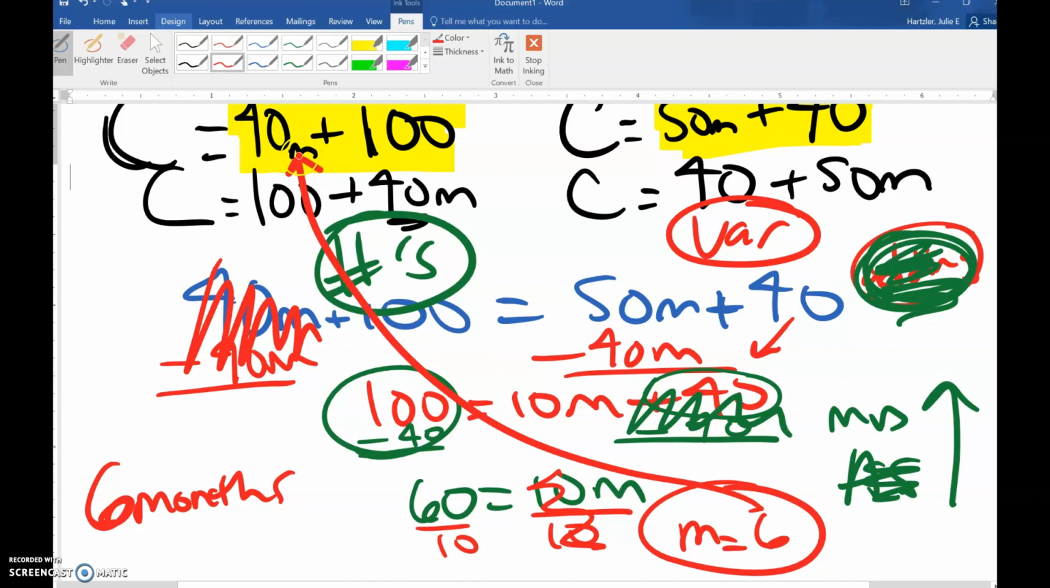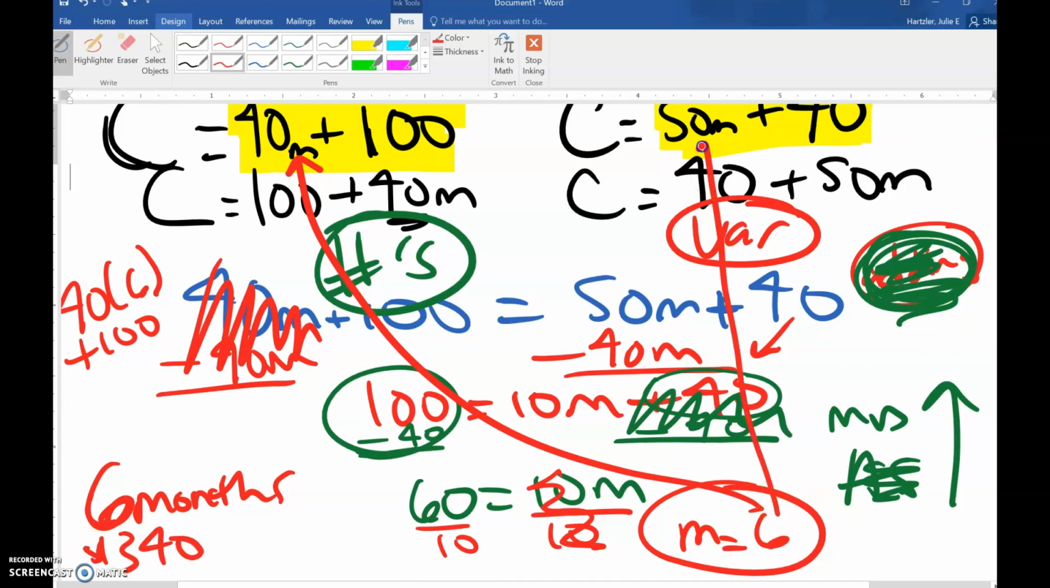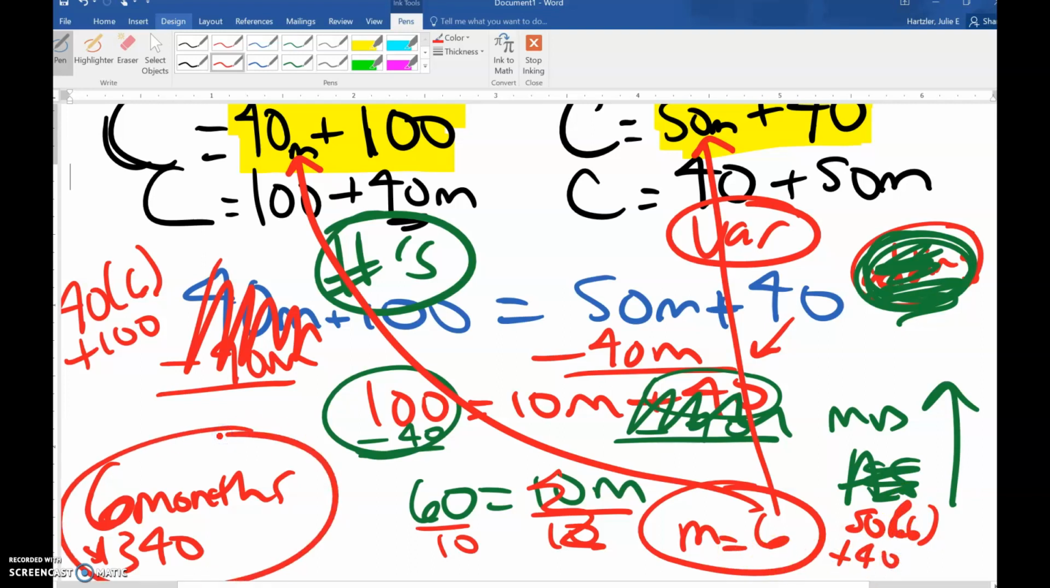40 times 6 is 240. So 40 times 6 is $240 plus the 100. So that would end up being $340 for the output. And then let's check it over here. Sue's gym, 50 times 6 is $300, and then add in the 40, so that would be $340. So that makes sense that that is the break-even point.